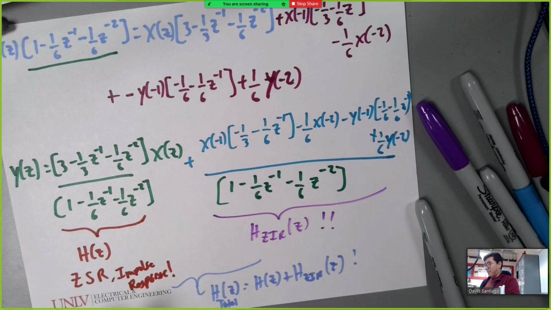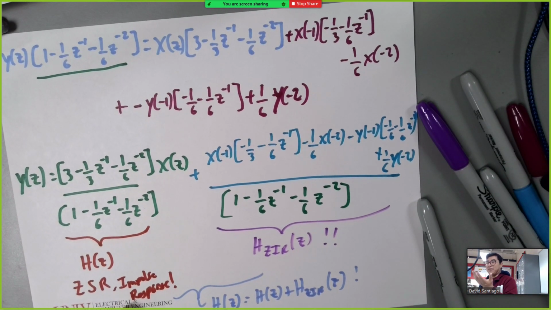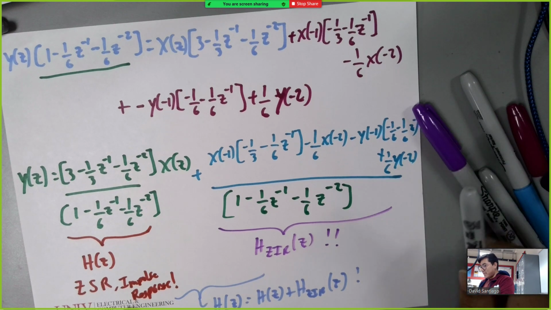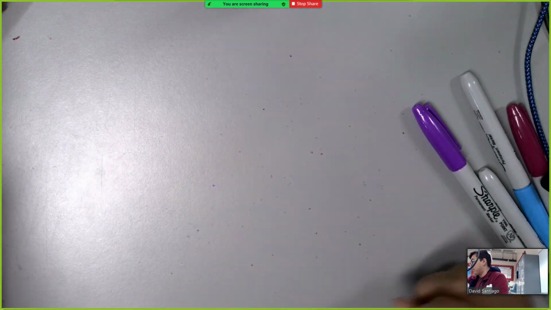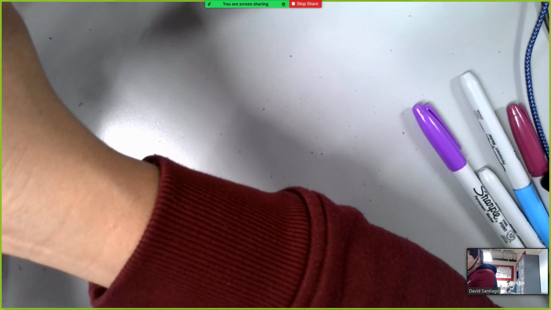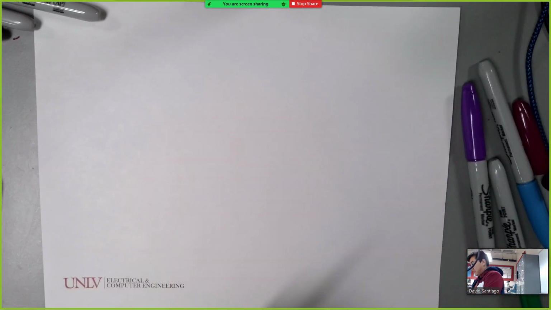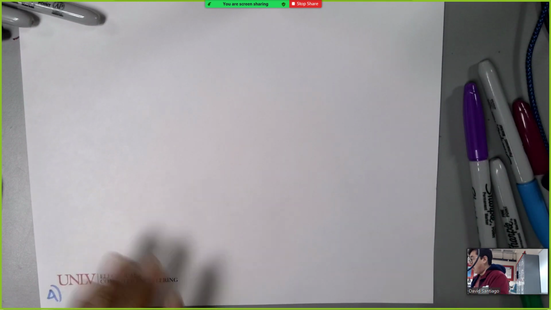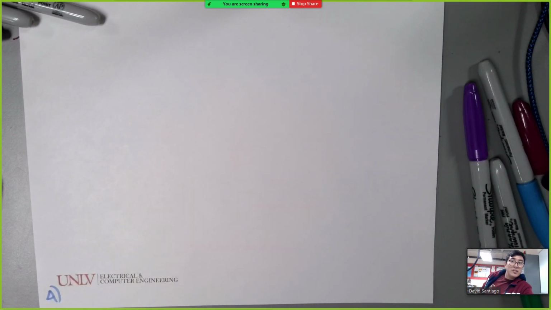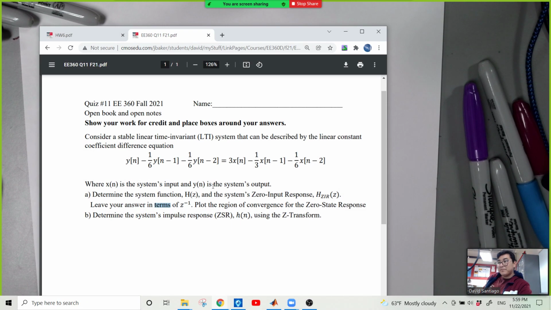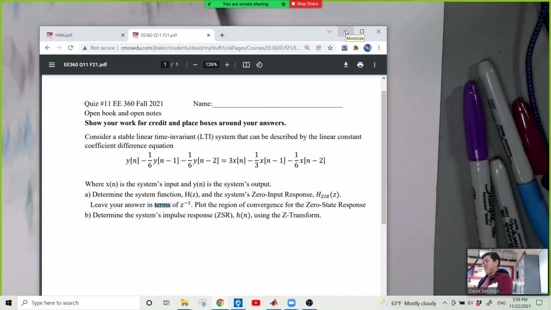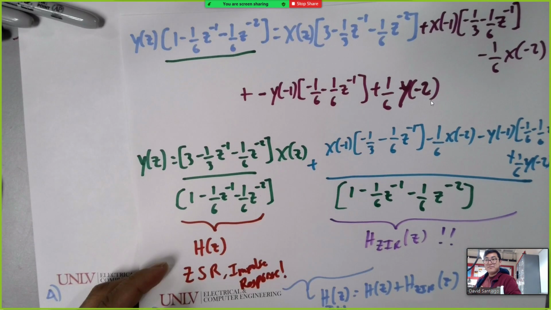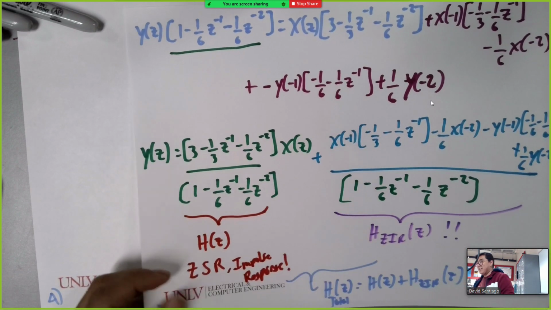Cool, right? And now the other thing I ask is to plot the region of convergence. So we will do that on another piece of paper. Okay. So I ask for the zero state response. So we're just gonna purely look at this term right here, okay? There you go. We're gonna look at this term right here.